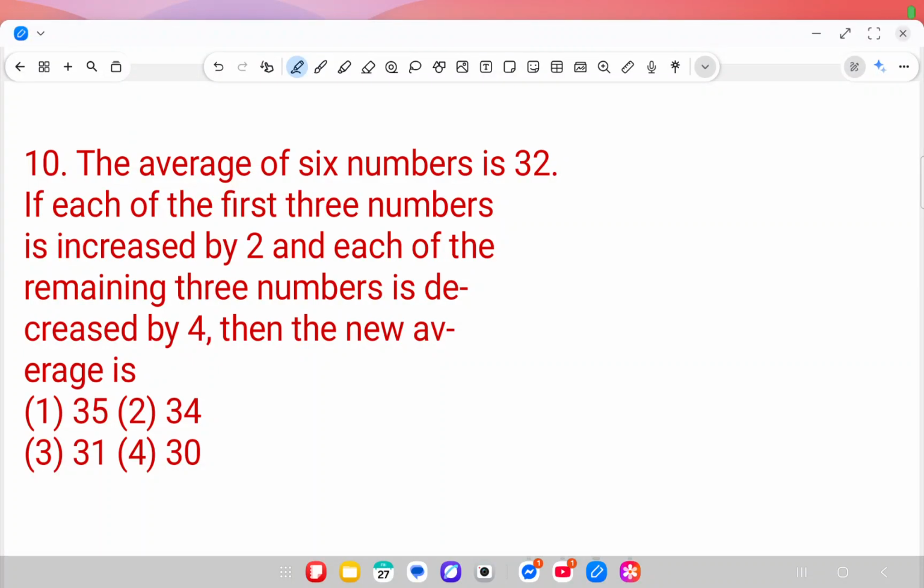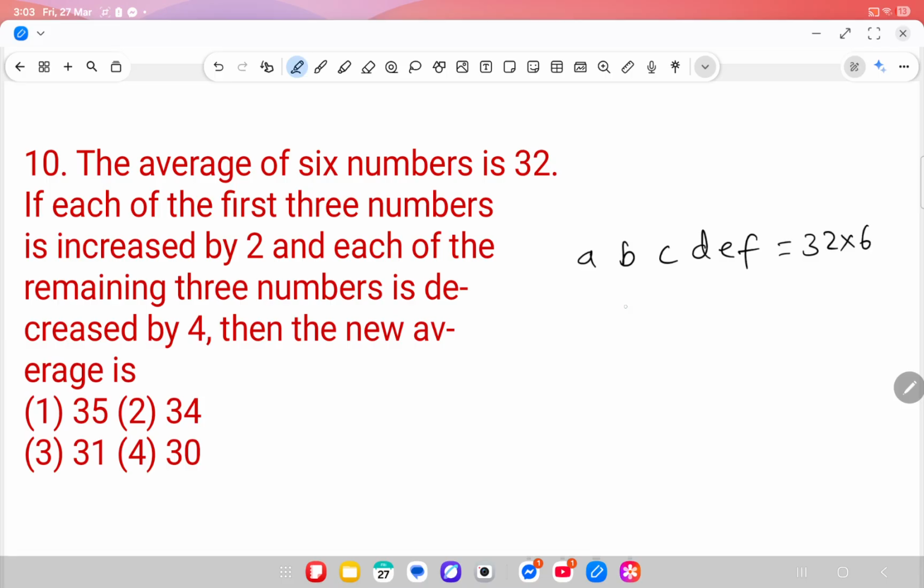Given the average of 6 numbers is 32. If each of the first 3 numbers is increased by 2 and each of the remaining 3 is decreased by 4, then the new average is. So they have given that let A, B, C, D, E, F average is equal to 32. Means what I am going to do is 32 into 6 becomes the total sum.